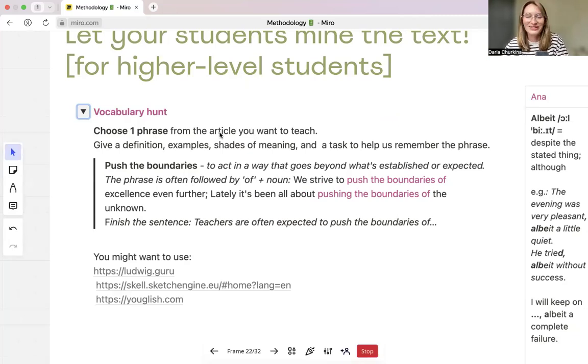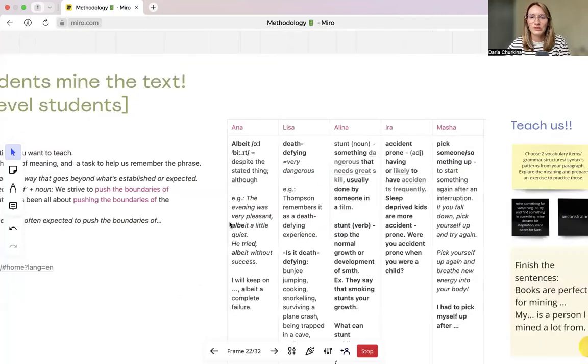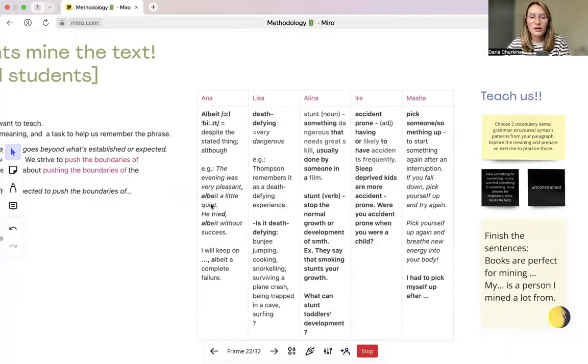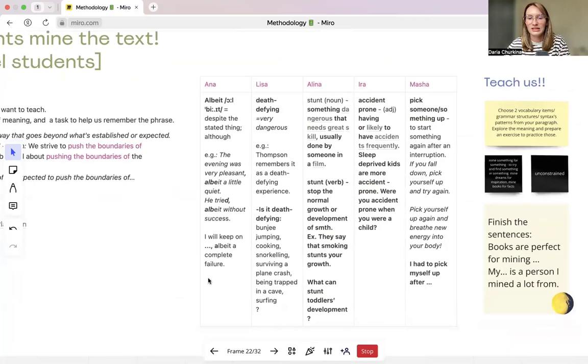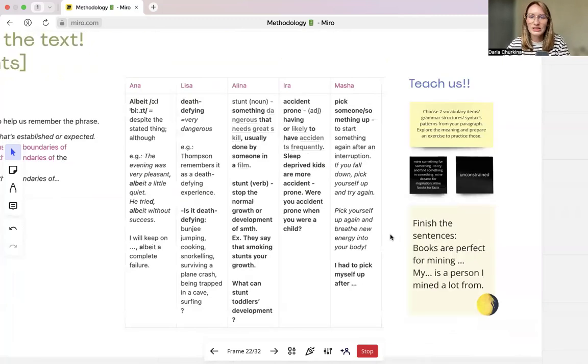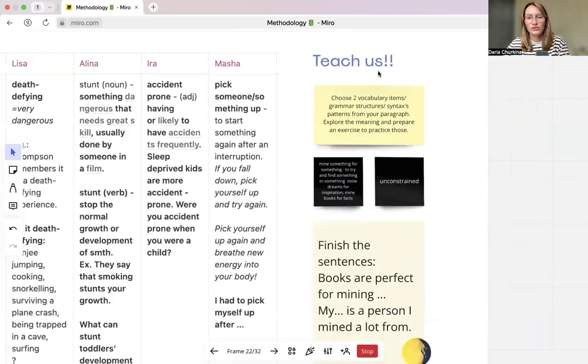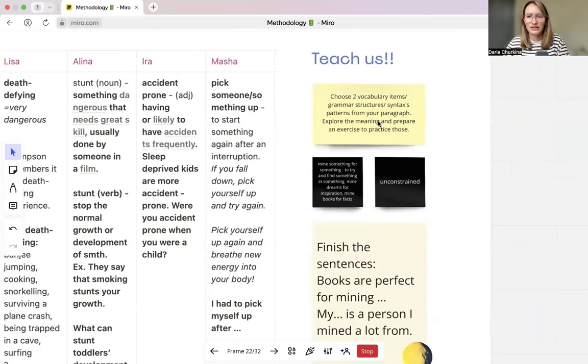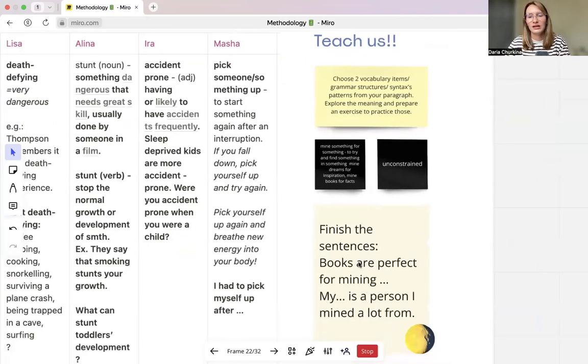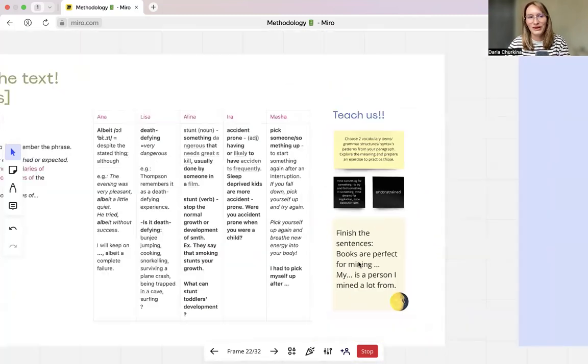So I asked them to choose one phrase and then to give a definition, examples, shades of meaning maybe, and a task. There was an example, and this is what my students came up with. You see, just one word, example, and then a teeny tiny task, which mostly were sentences to complete or discussion questions. And this is just another variation. I also put just the way I presented it, choosing two vocabulary items, exploring the meaning and then creating the task over here.